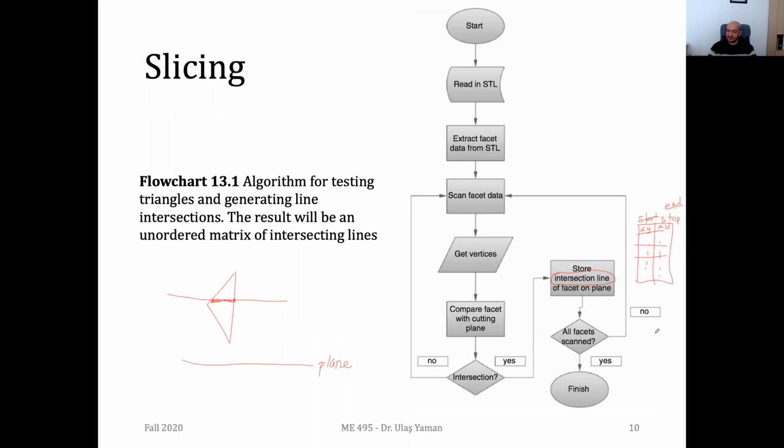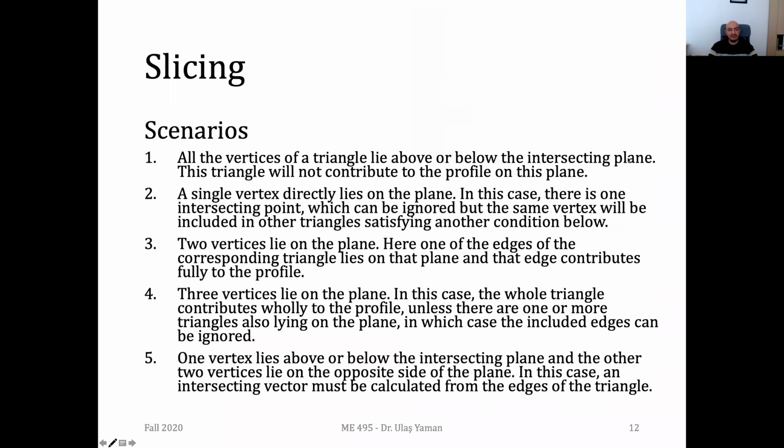Any other questions, guys, about this first algorithm, the algorithm we are using to obtain these intersecting portions? Yes. For the intersection, if you remember, we have 5 scenarios. Some of them are simple, and the 5th one is a bit complicated. As far as I remember, we spent about 15 minutes discussing these cases. The first one is, as you see, all the vertices of a triangle lie above or below the intersecting plane. So it is the simplest one.